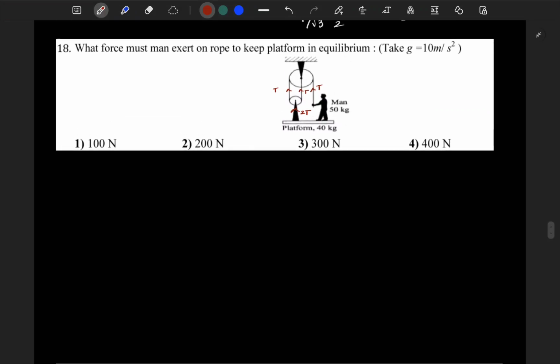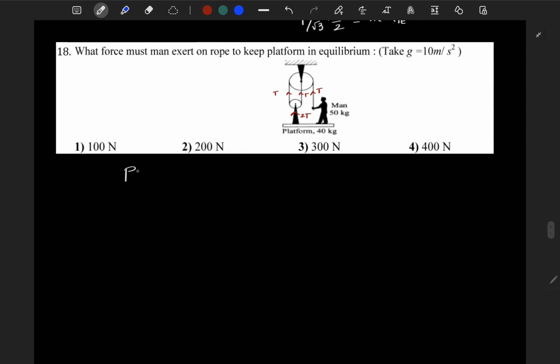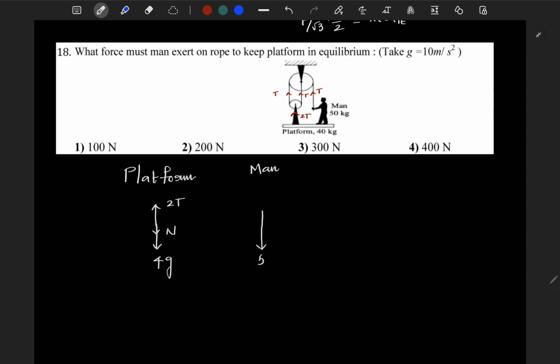Right. I think this is good. So let's draw the free body diagrams of the man as well as the platform. So for the platform, we'll draw the free body diagram. The platform is 40 kg, so 40g downward. The man exerts a normal force on the platform, which is N, and 2T is in upward direction on the platform. And also for the man, I'm drawing the free body diagram of the man. The weight of the man is 50 kg, so 50g, and tension on the man is T in upward direction, and the platform exerts a normal force on the man in upward direction.